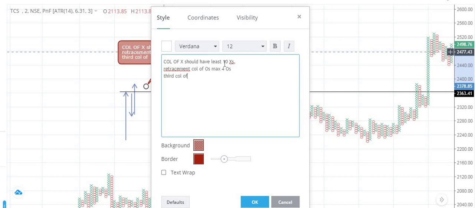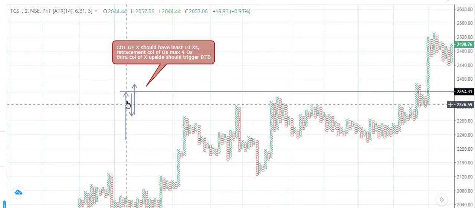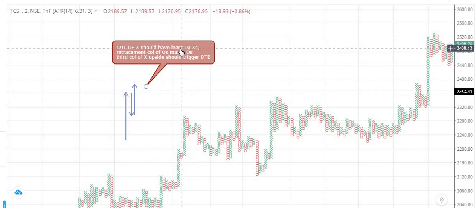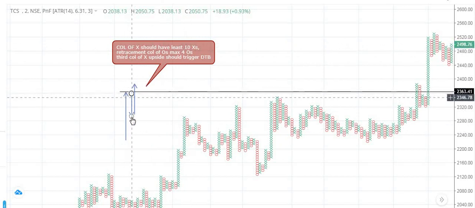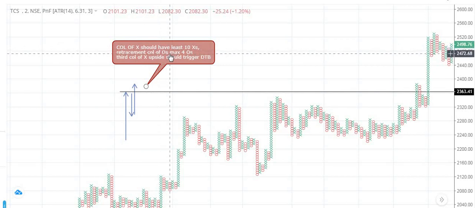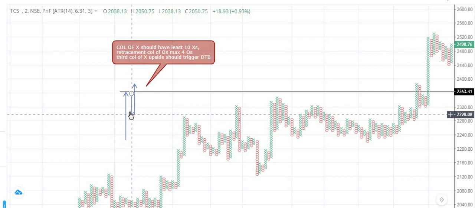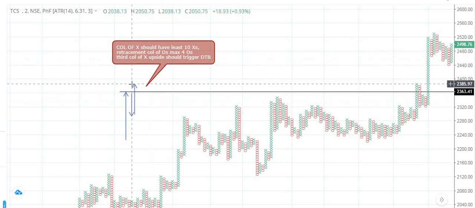The third column of X, upside, should trigger a double top buy, right? This column of X should have at least 10 X's, at least, it can be more also. This retracement column of O's, max 4 O's, 3 to 4, right? The third column of X should give a breakout.